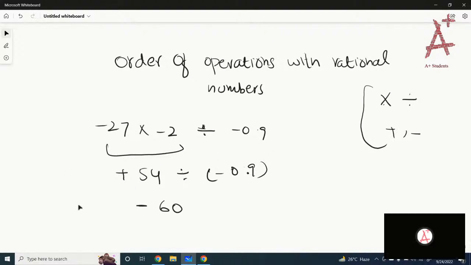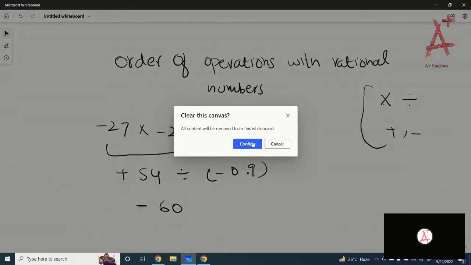The next example is 8 divided by negative 1/3 divided by negative 3/4.